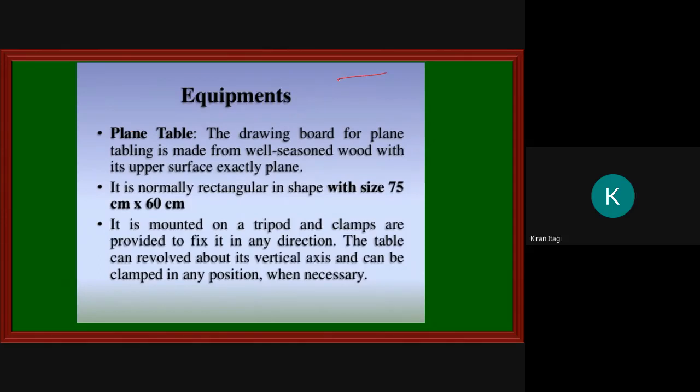First one is the plane table. This is my table, the upper one that you see. You can call it a drawing board. The drawing board for a plane table is made from well-seasoned wood, with the upper surface exactly flat. I think we can say we are using plywood. It is normally rectangular in shape and the size, most important for MCQ, is 75 by 60 centimeter, or if you want to remember in millimeters, 750 by 600 mm.